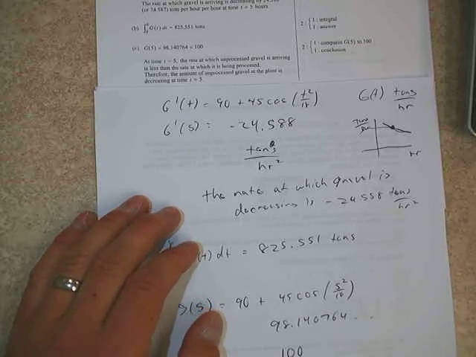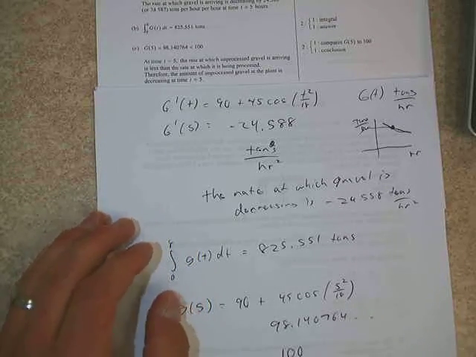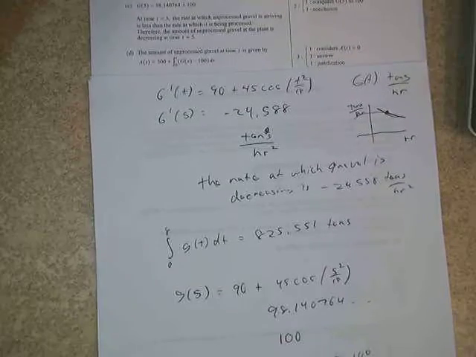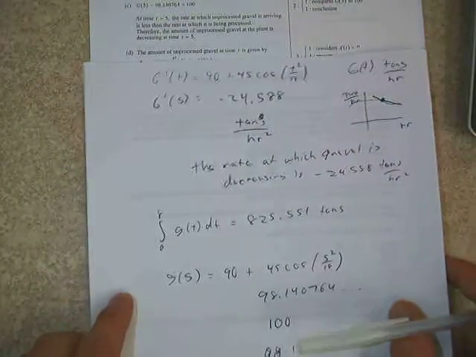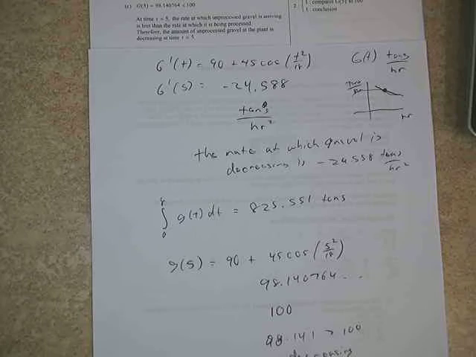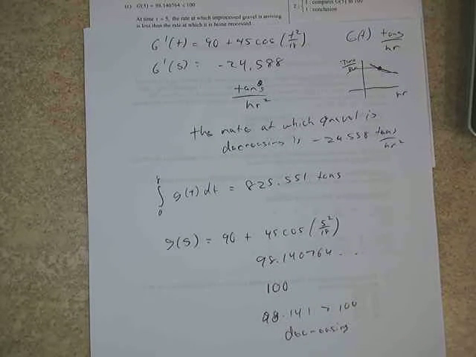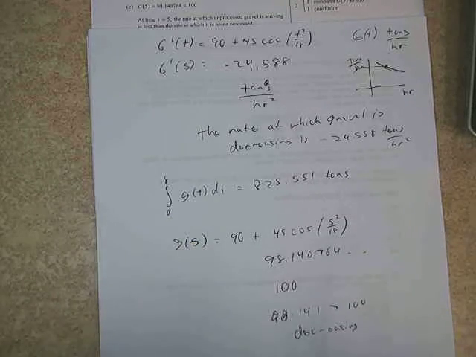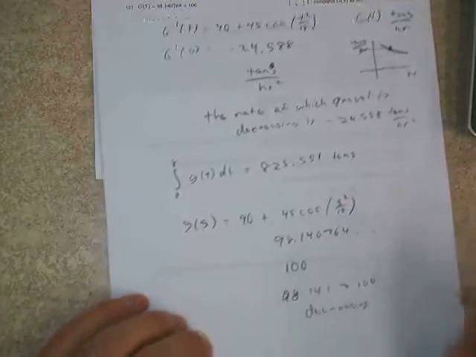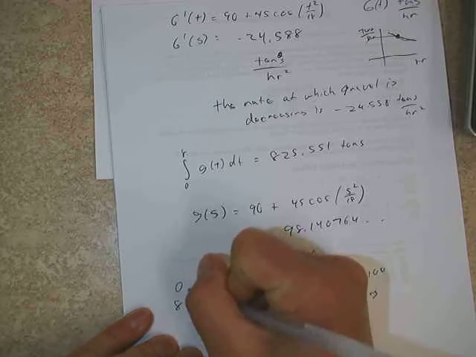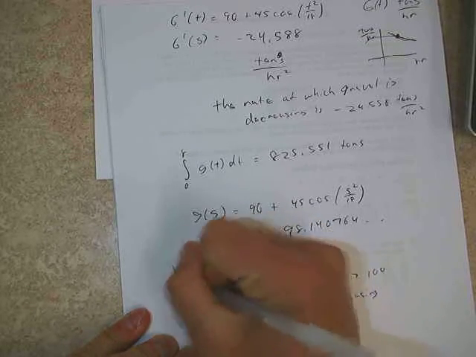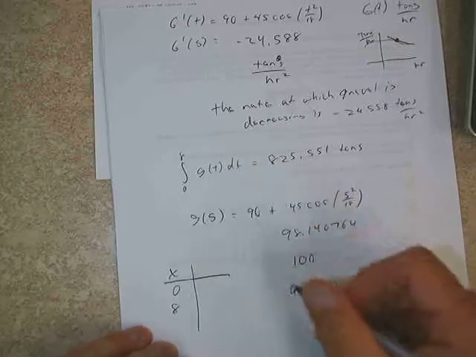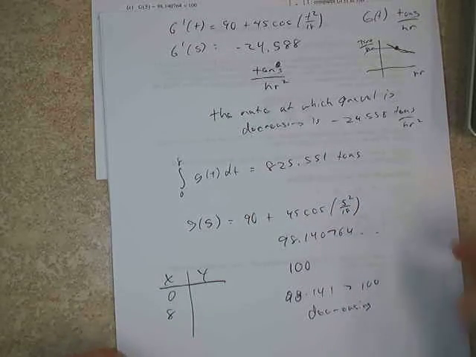One for finding the two rates and making the comparison, and then one for drawing the conclusion that since this one is less than 100, the amount is decreasing at that point in time. Okay. All right. Then in part D, it says: what is the maximum amount of unprocessed gravel at the plant during the hours of operation on this workday? So keep in mind again that it's 0 to 8.